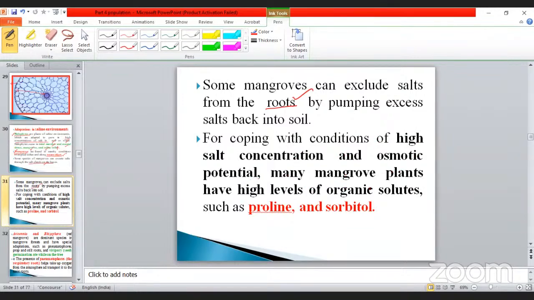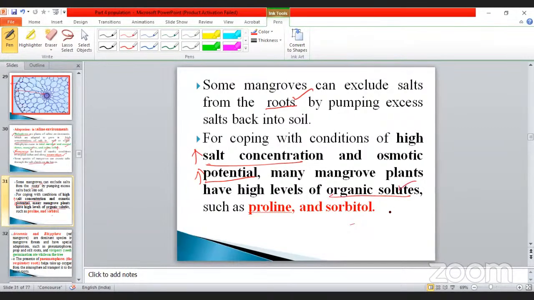have high levels of organic solutes. Where the salt concentration increases, automatically the osmotic potential also increases. This is a NEET question, my dear students. In mangrove plants, with high salt concentration, what will the osmotic potential be? They may ask questions like that. So the osmotic potential also simultaneously increases.